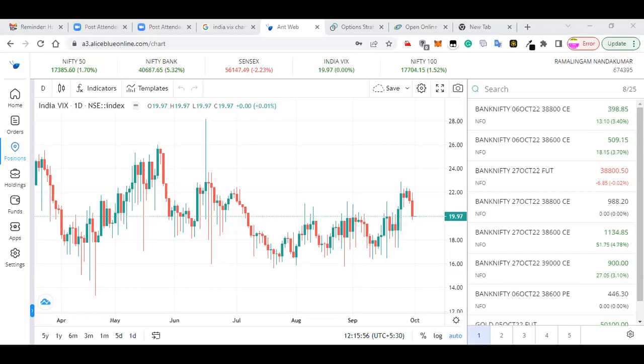VIX doesn't have any time frame because I am showing the daily chart. After 9:30, whatever the VIX level is, we just take it. That's all.